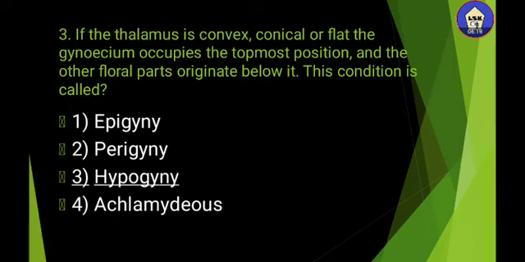Then what is meant by perigynous? Perigynous means all the floral parts are arranged in the same plane. The thalamus is expanded, the gynoecium occupies the central position, and all the remaining floral parts, androecium, sepals and petals, are arranged on the rim of the thalamus.